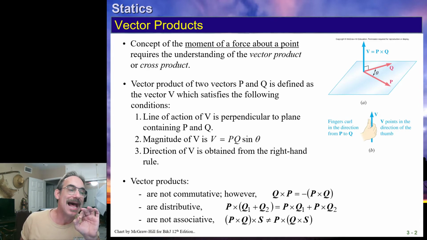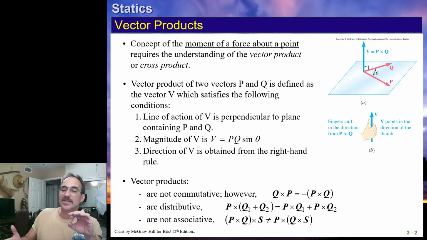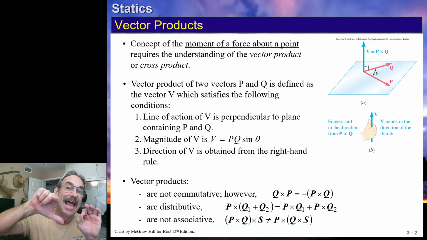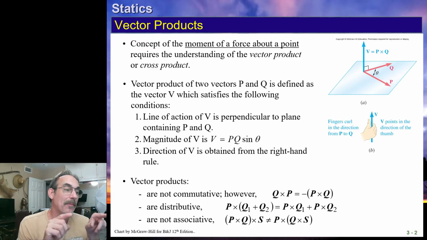Vector products are not commutative. This means, however, Q cross P is equal to the negative of P cross Q. What this means is, if you take P crossed into Q, you're going to get one vector. And if you instead take Q crossed into P, we're going to get the exact same vector, but the negative of it.